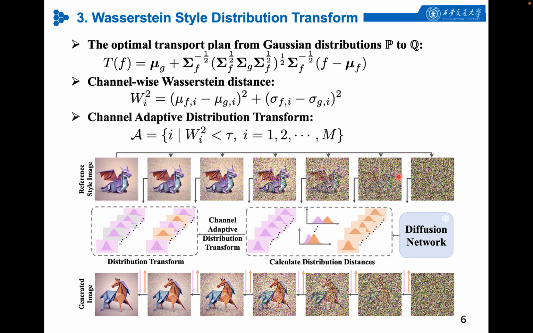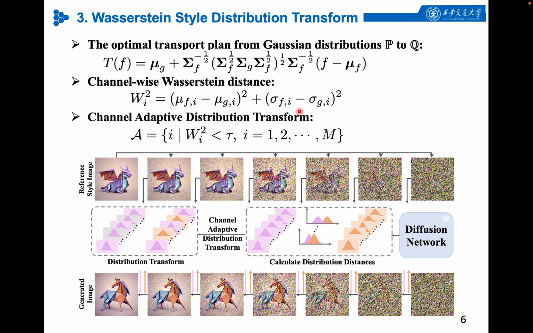For the second challenge, we aim to use the optimal transport plan to transform the feature distribution of the generated image to match that of the style image. Given features f and g, if f follows distribution p and g follows distribution q, and p and q are modeled as Gaussian distributions, then the optimal transport plan from Gaussian distributions p and q has the following form. When covariance matrices are diagonal, this distribution transform degrades to the form used in AdaIN, replacing the mean and the variance of each channel in the generated image's feature with those in the style image's feature.